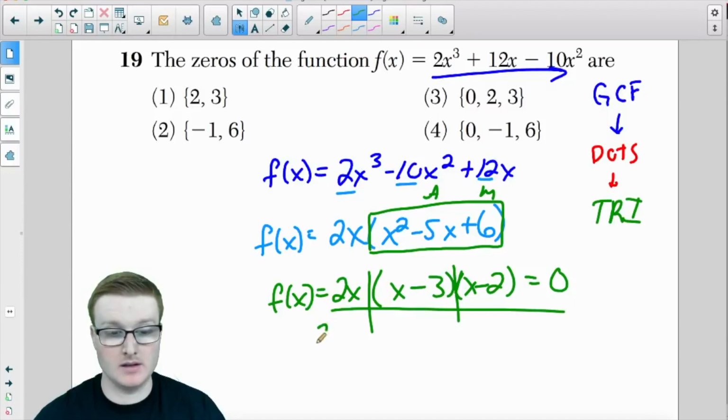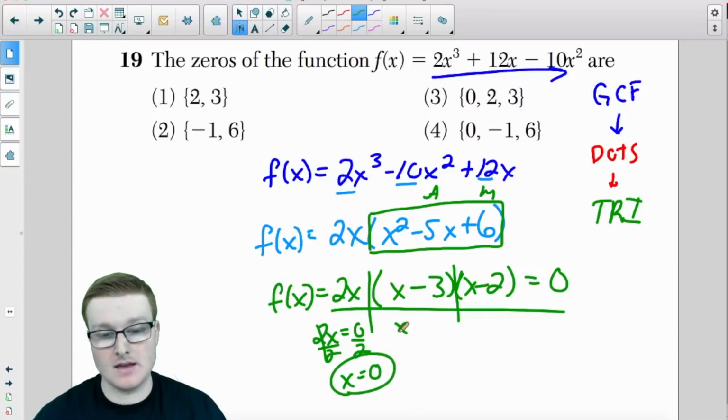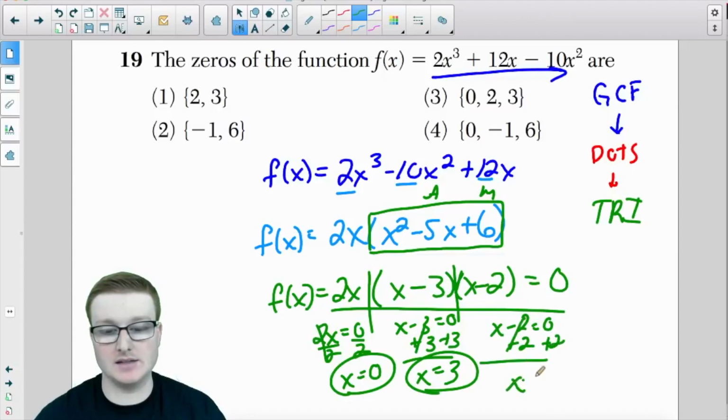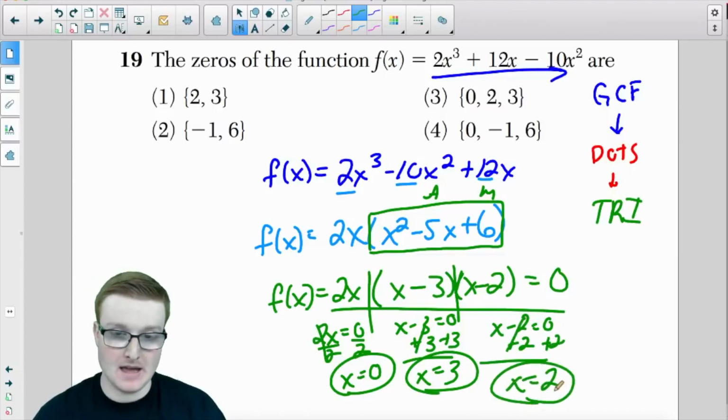Draw your t-bar. We get 2x equals 0. Divide by 2 on both sides, and we get x equals 0. x minus 3 equals 0. We add the 3 on both sides. x is equal to positive 3. And x minus 2 equals 0. We add that 2 on both sides, and we get x is equal to positive 2.